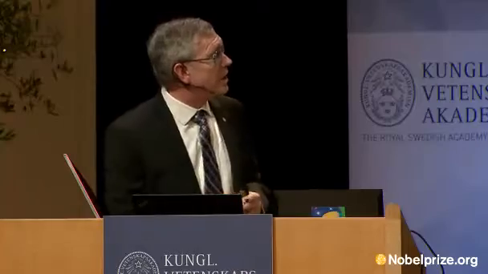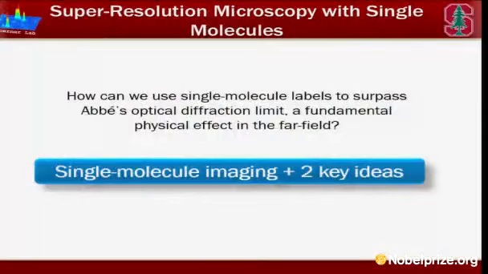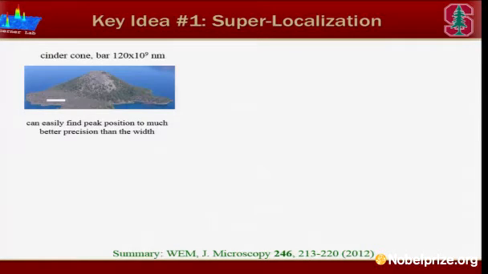Well, now let's go to the main thread of this whole Nobel Prize, which is super-resolution microscopy. And I want to summarize how you can use these single molecule labels to surpass the Abbe diffraction limit. The answer to that, stated simply, is that you first have to be able to image these single molecules like I showed you, but then you have to add to that two key ideas. So the first key idea is called superlocalization. In the case of superlocalization, you can think about it in this way.